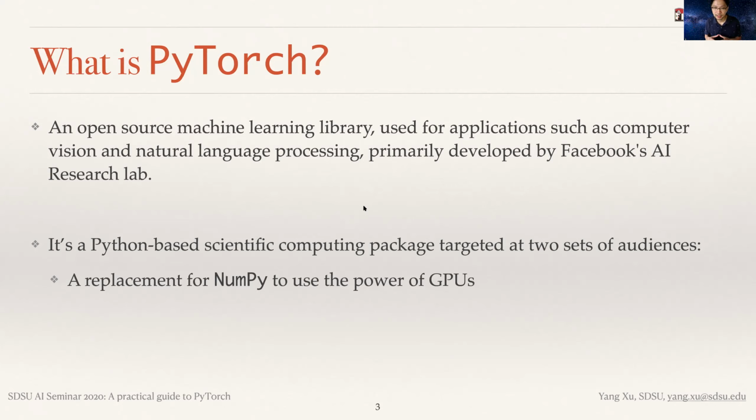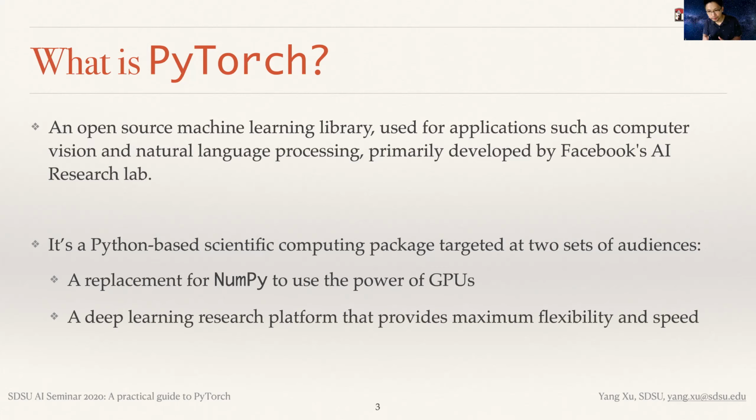But the shortcomings of numpy are also very salient, and we will talk about this in later slides. It can only process data on the CPU, but in the era of deep machine learning, there are just so many matrix multiplication, matrix level operations that can be accelerated by GPUs. So that's something numpy cannot afford, and PyTorch provides a big advantage over numpy.